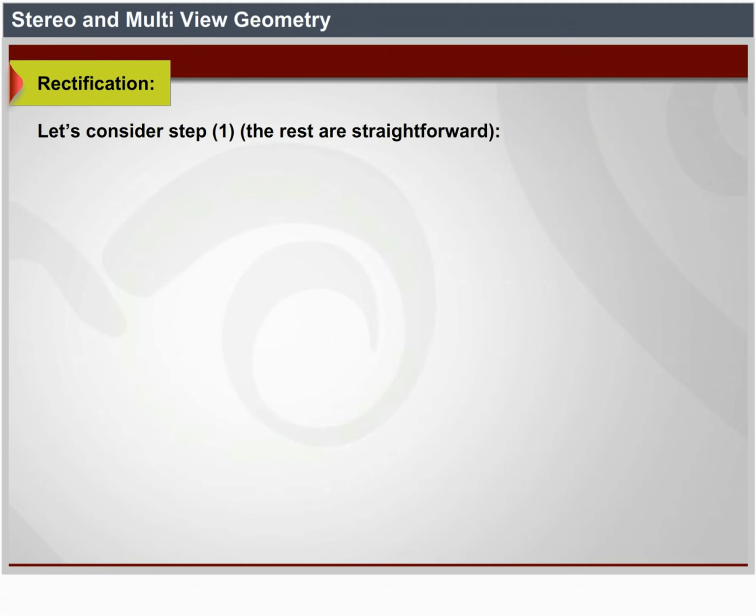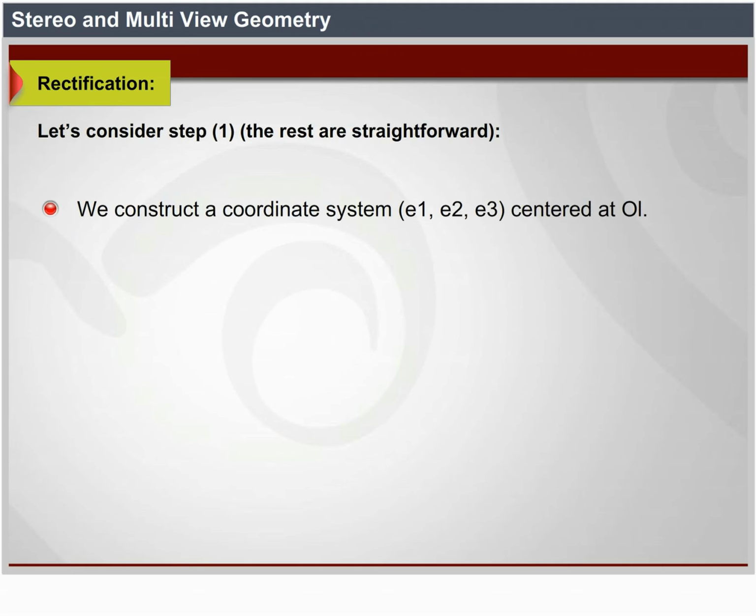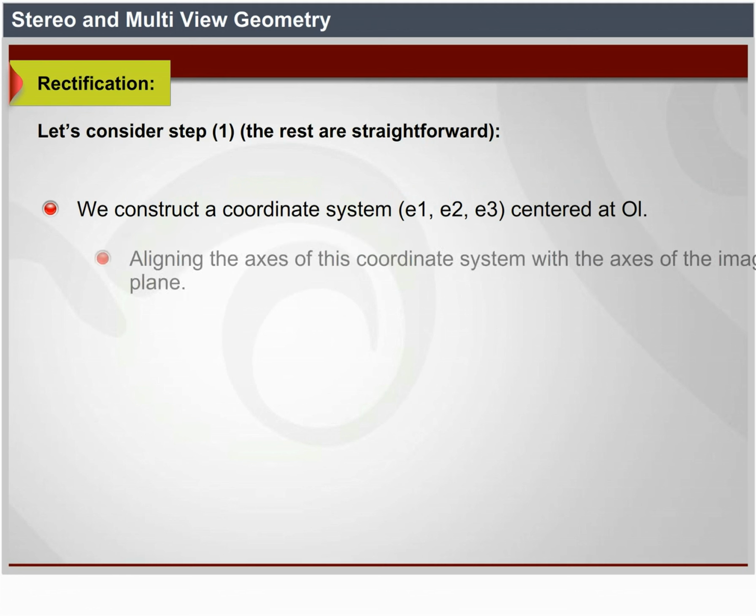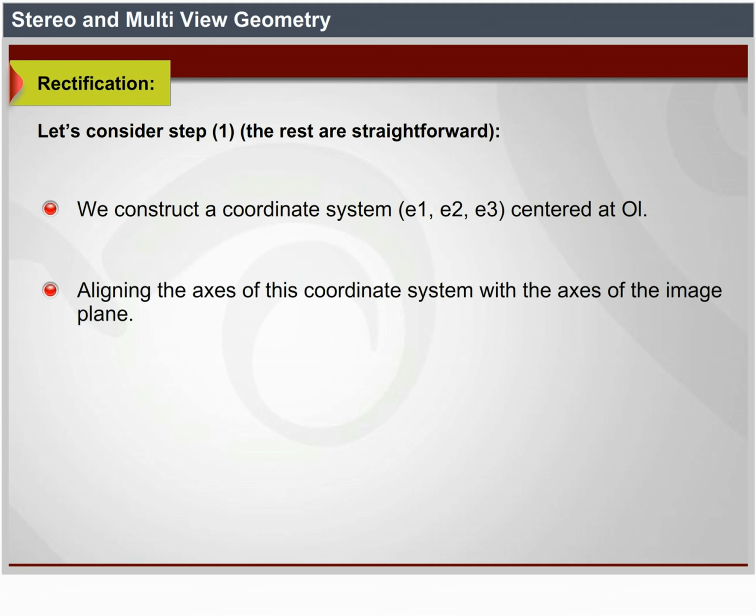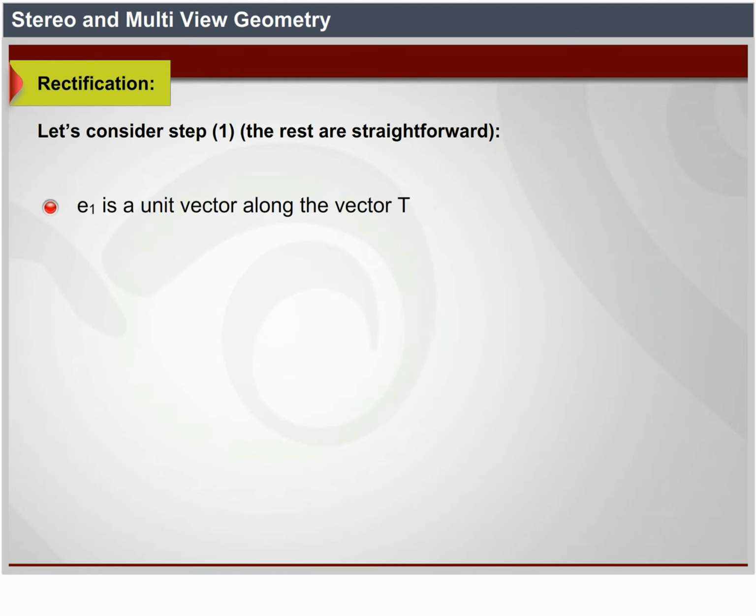We will construct a coordinate system e1, e2, e3 centered at OL. Aligning the axes of this coordinate system with the axes of the image plane yields the desired rotation matrix. e1 is a unit vector along the vector t, as per the equation on screen.